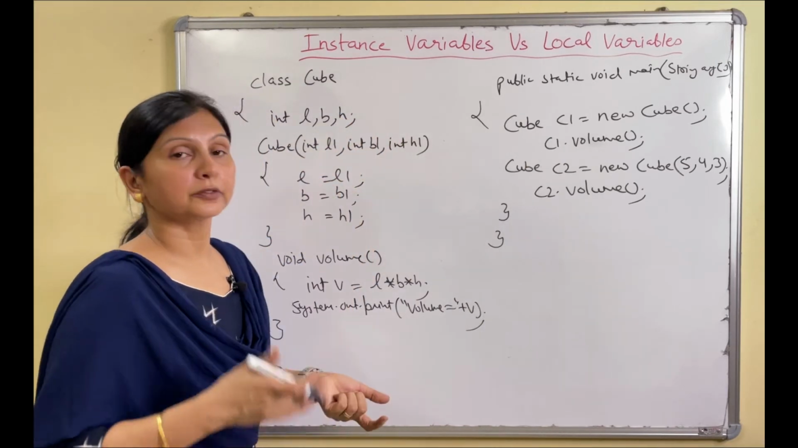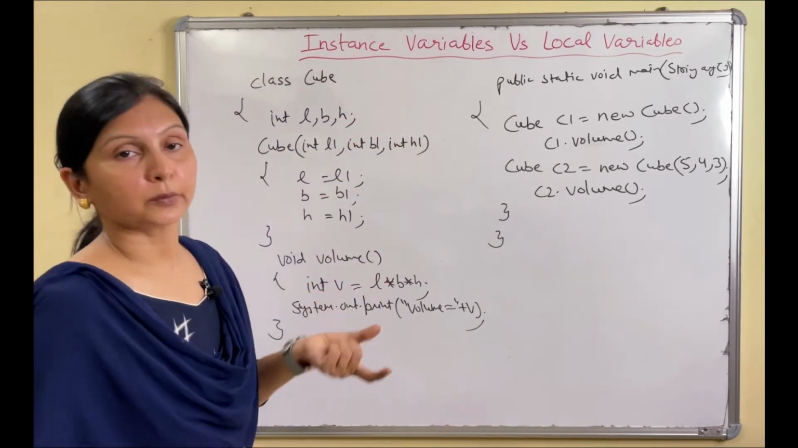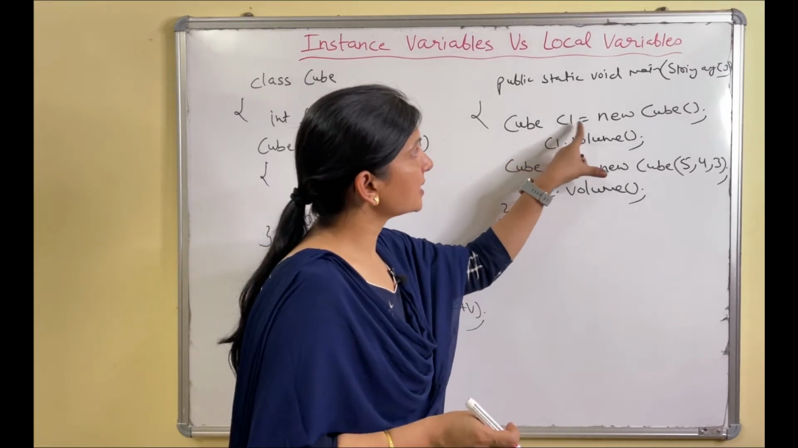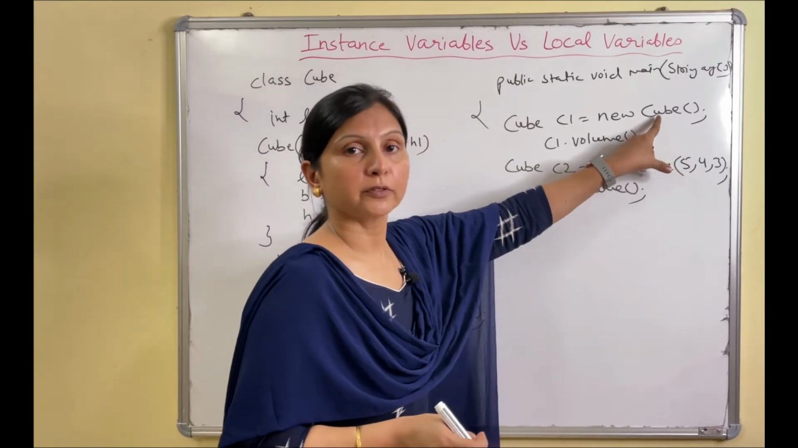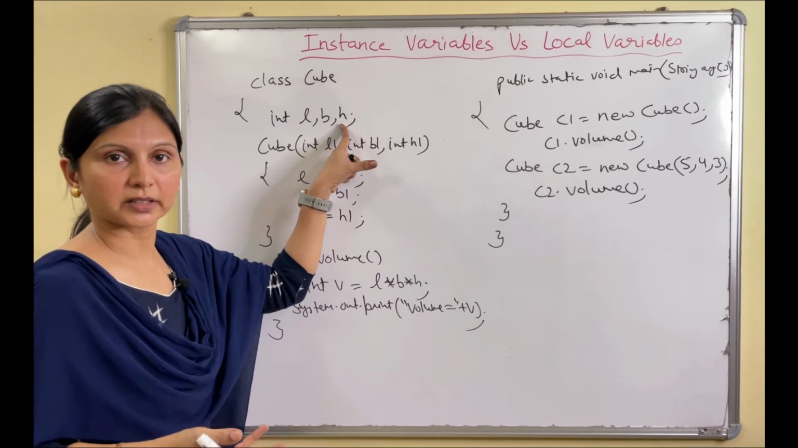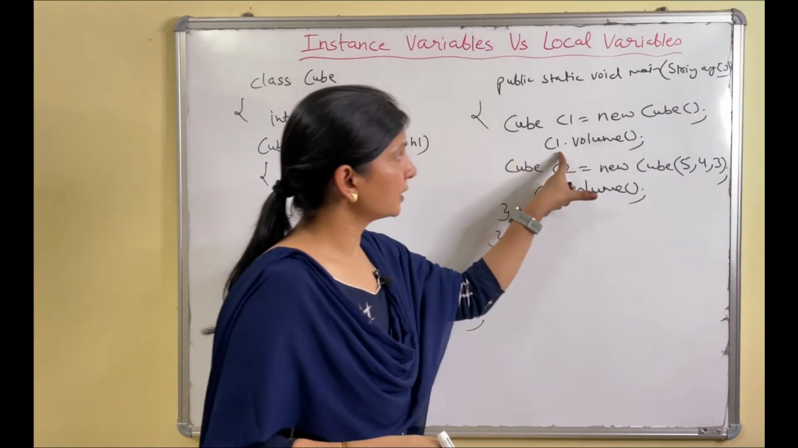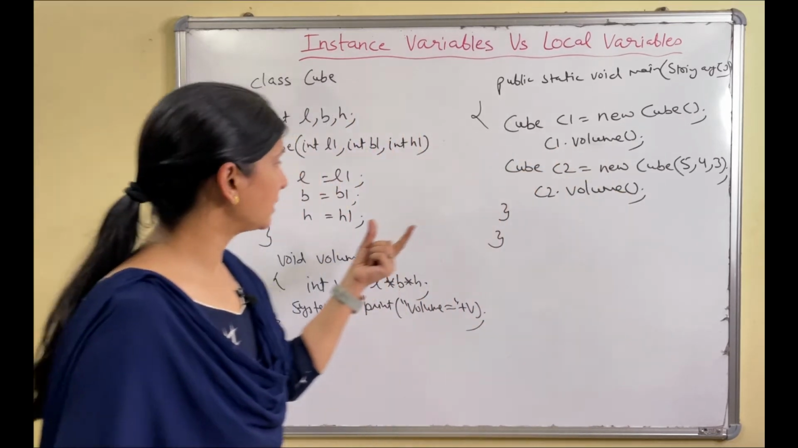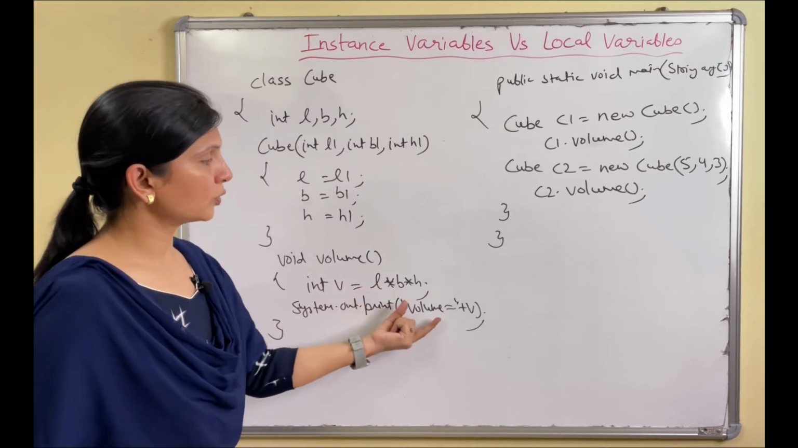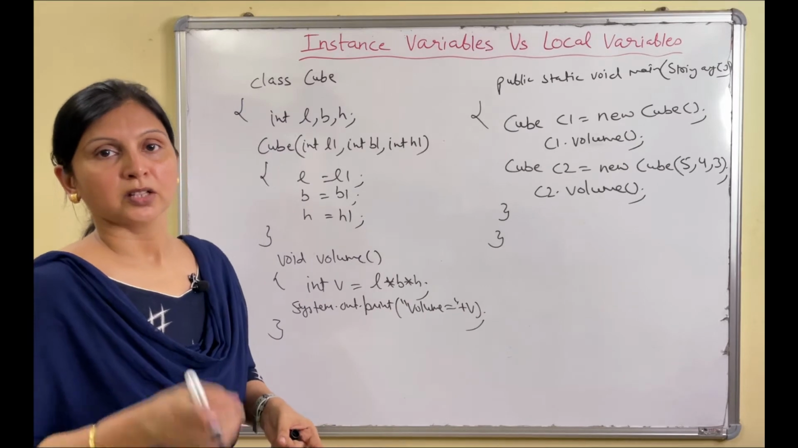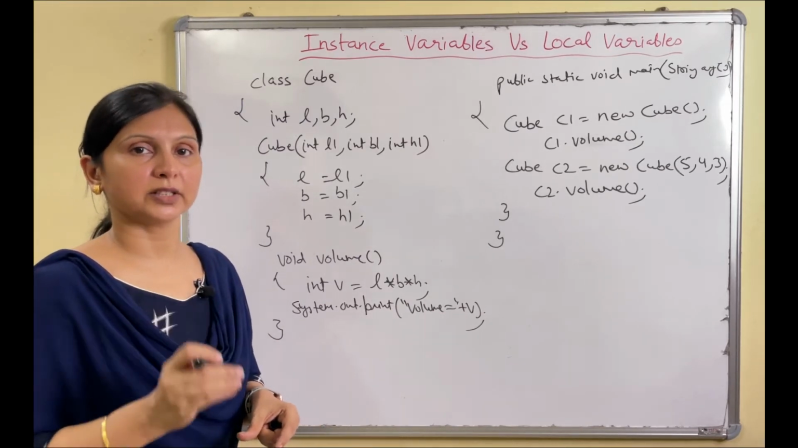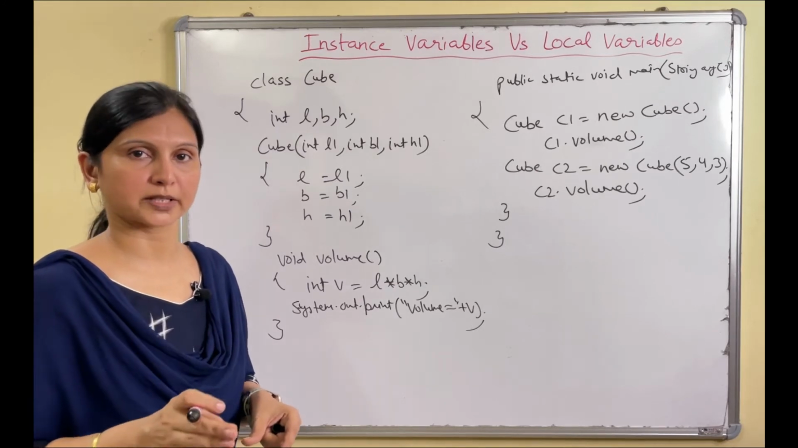Fine. And if no value is assigned, then what value will be assigned? Default value. See, as we create the object c1, it will invoke the default constructor and L, B, H will be assigned 0, 0, 0. Default value, right? Then we have invoked c1.volume, so volume is L*B*H, multiplying 0, again we get 0, and volume equals to 0 will be displayed. So in case of instance variables, if no value is assigned, then default values will be assigned, right?